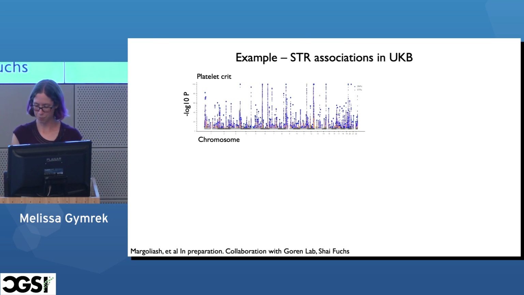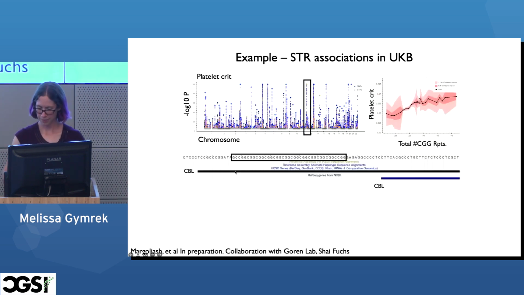We've more recently been applying this type of thing to look at associations for traits in UK Biobank. We found a lot of cool examples, but I'll just show you one of my favorites. This is looking at a GWAS for a platelet trait, platelet crit. We've gone into each of these skyscrapers identified by performing, say, SNP-based GWAS, and we asked, could some of these actually be driven by an underlying repeat variant? Here's one of my favorite examples. There's a strong signal for platelet traits overlapping this gene CBL, and there's a CGG repeat in the promoter region of CBL.